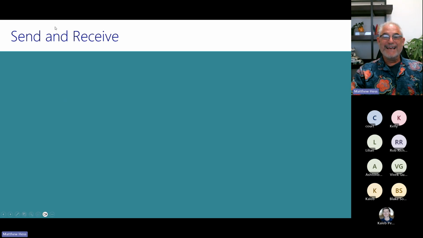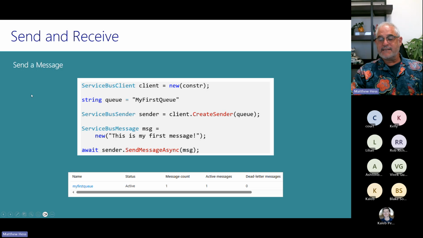So we're going to now send and receive messages. Here is some very simple C#. Look, we actually get to look at C# to send a message. First step, create our client with a connection string. And here's the name of the queue we're going to address. Then we create a Service Bus sender by calling client.CreateSender with the queue name. That's the simplest way to do this.